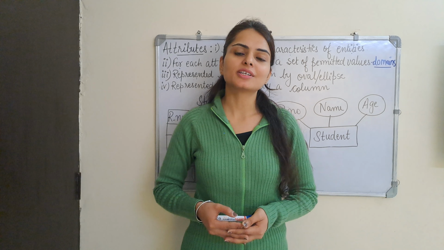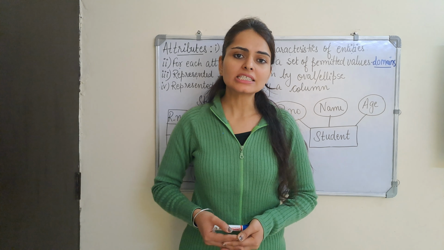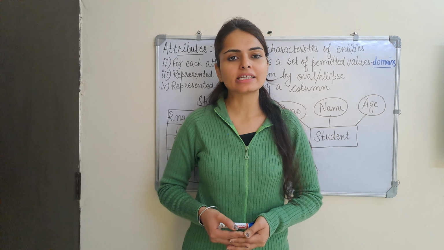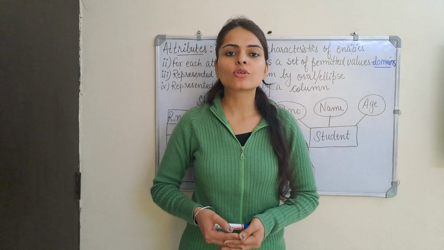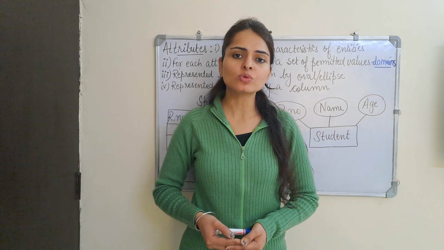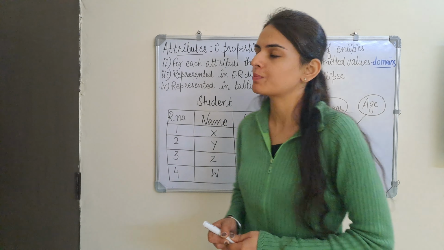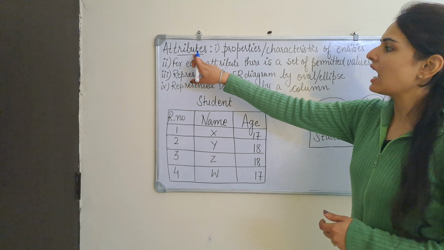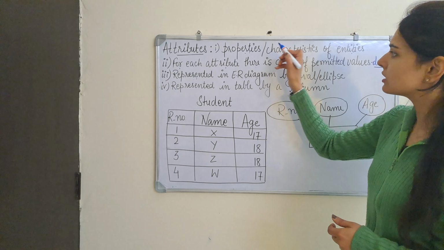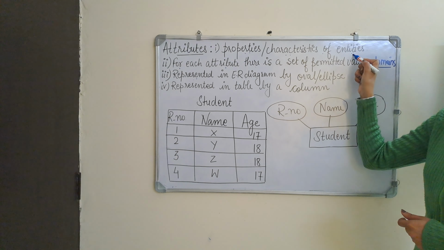Today we are going to learn about attributes. In our last class we studied what entities and entity sets are. Today we will see what attributes are, how we store them in a table, and how we represent them in ER diagrams. Attributes are the properties or the characteristics of the entities.